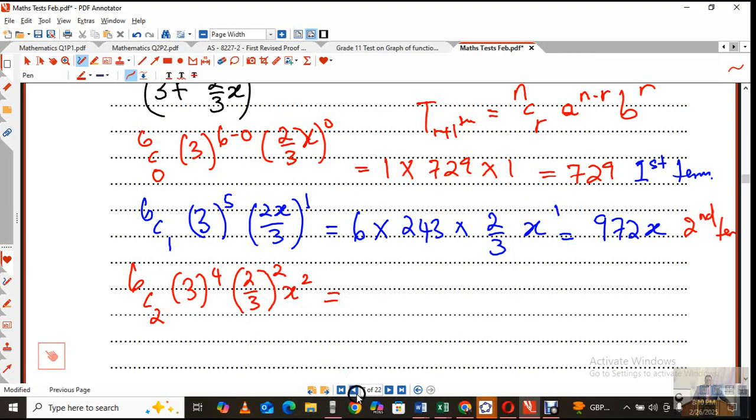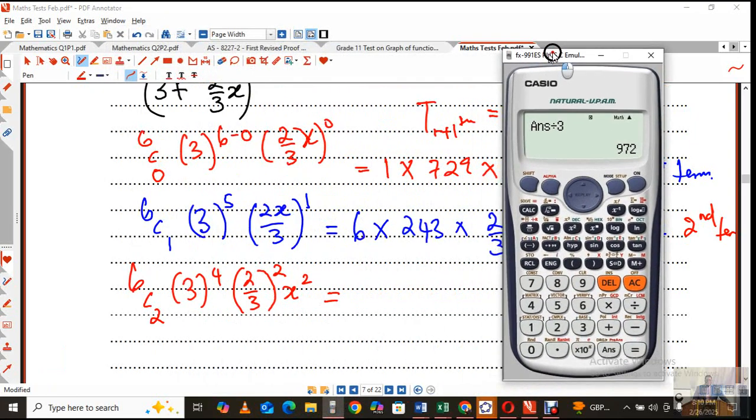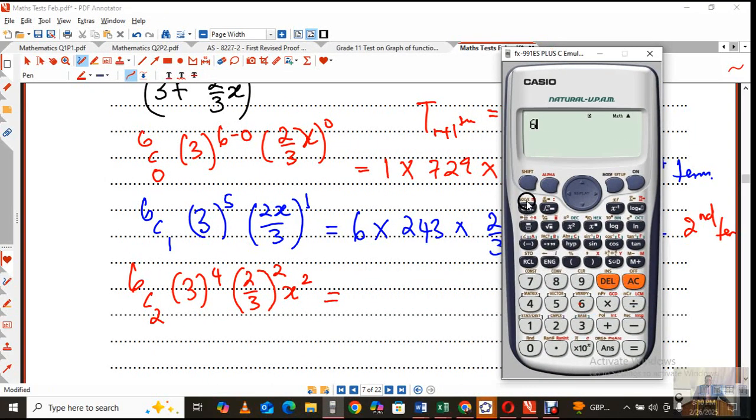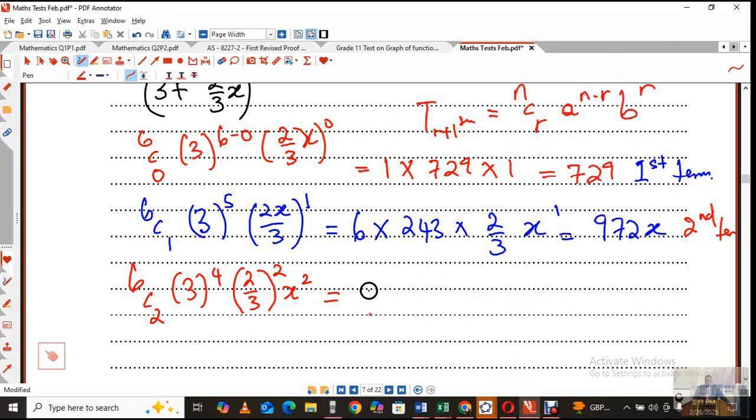So I'm going to punch in the answer without having to write everything step by step. We're going to say 6 choose 2. We're going to multiply that by 3 raised to the power of 4. Then we're going to multiply that, and bring in my brackets. But as an AS level student, I expect you to see this is 4 over 9, 2 upon 3, all of this squared. This is going to give me my constant value over here. You hit enter, that's 540. So this is 540x squared.